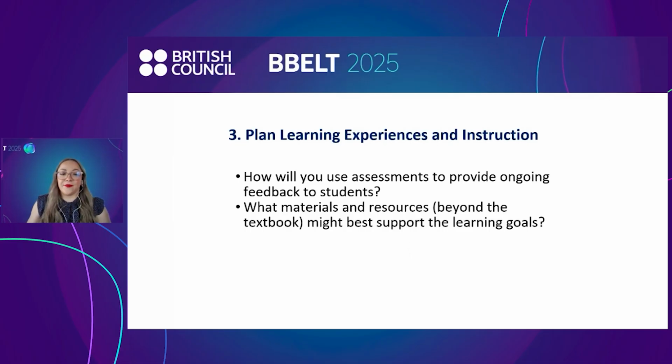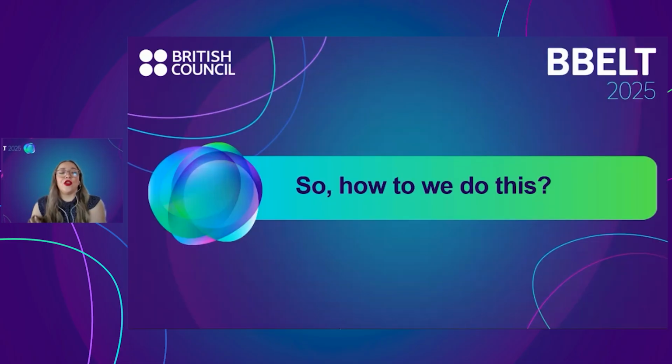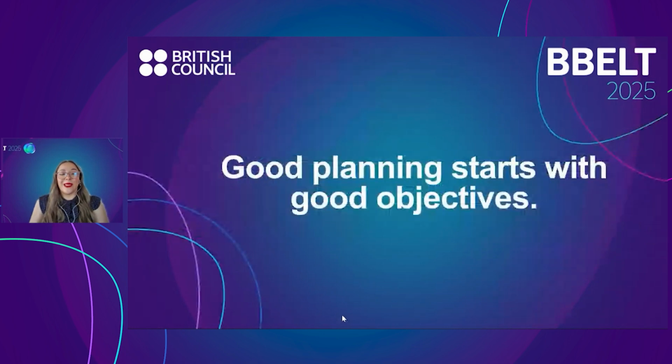their tests. So how exactly are we going to implement this backwards planning in our classrooms? We have defined what it is and what it is not. And now we are going to see the stages or steps more specifically, so that we know exactly how to do this in our classrooms. I want to remind you that good planning starts with good objectives. This is the most important part of backwards planning: setting and writing good objectives.